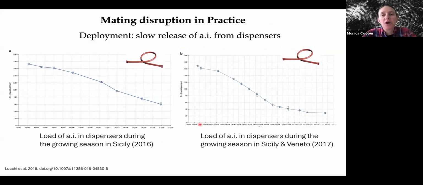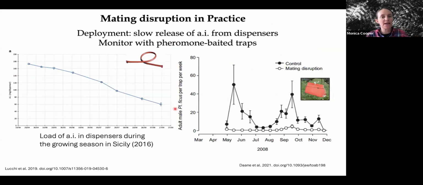So from dispensers, you'll see a slow release of the pheromone over time. That's the release there from the dispensers in Sicily and Venice in 2016 and 2017. We're not usually doing that outside of research trials, but if you're wanting to make sure that the dispensers are still active, that they're still releasing the pheromone, what we do is we use traps as a proxy for that. So we'll deploy a trap or two in the block that has mating disruption and just make sure that we're not catching any males in that trap, because if the males are not able to locate the trap, then that probably means that the dispensers are still actively releasing enough pheromone into the air to prevent or delay mating.